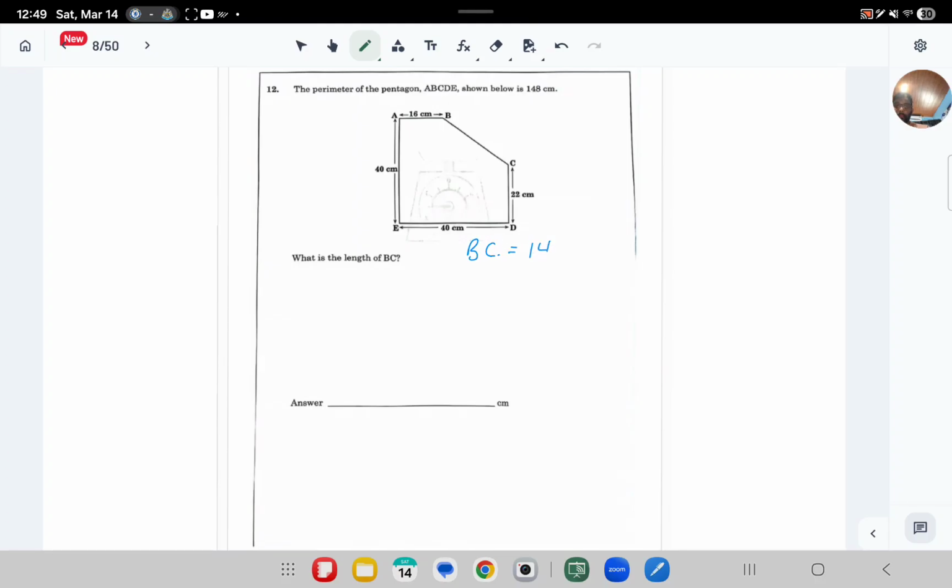it will be from the total, which is the perimeter. We take away the sum of the known sides, which is 22, add 40, add 40, add 16. Alright, so we add up here now. 22 add 22 add 14 add 16, we will get 118. So this is 148 centimeters. Take away 118 centimeters and remain with 30 centimeters.